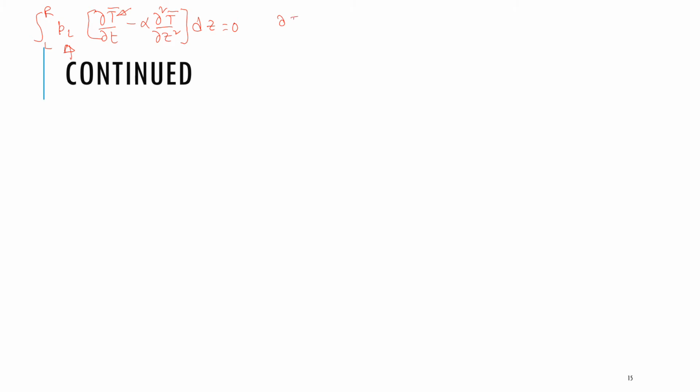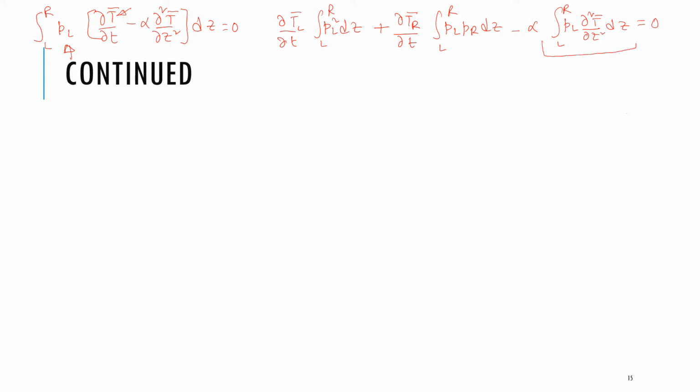∂TL/∂T integral PL² dz. So this is what we got part way, plus ∂T̄ the TR bar ∂T PL PR dz L to R, minus alpha PL ∂²T̄/∂Z² dz L to R equal to 0. And then we just spent quite a bit of time trying to simplify this term.